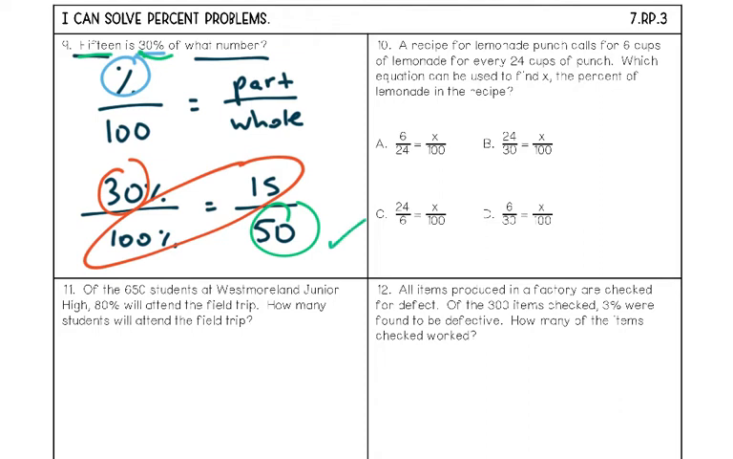Number 10 is a question about a recipe that calls for lemonade and punch. So I know that the lemonade and the punch together makes the total recipe. So I'm going to look for any of these that have a 30 in the denominator, since 24 and 6 make 30. I'm also looking to solve for the percent of lemonade in the recipe. So I know that 6 cups needs to go on top, since that's what the lemonade is. That leaves me with option D. 6 out of 30, being the total, is equal to a percent out of 100. Then I would just cross multiply and solve.